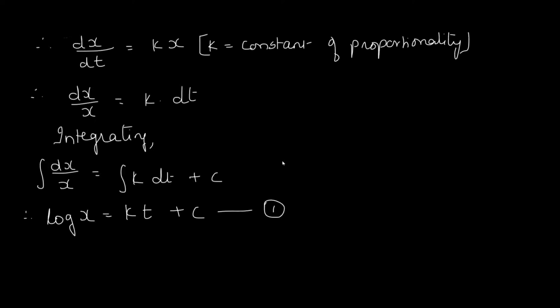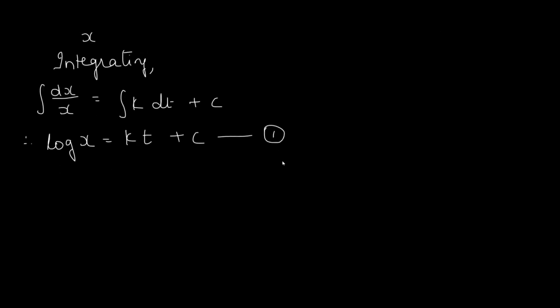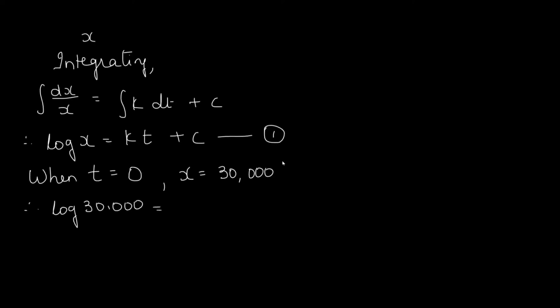Now, according to the given condition, initially the population is given to be 30,000. You can check your textbook. And therefore, we write that when t is 0, initially it is 0 times, so t is 0, x is equal to 30,000. And therefore, our equation becomes log 30,000 is equal to k into 0 plus c. And therefore, we have c is equal to log 30,000.